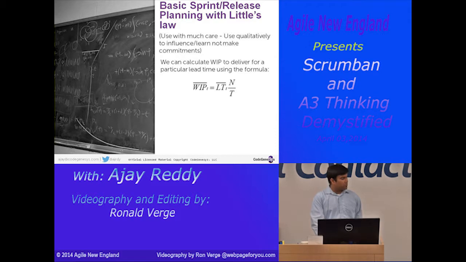There are a couple of conditions that need to be present for it to be applicable, and those are the conditions actually. And because it can be applied to Scrumban, you can apply it at an iteration level or a release level.